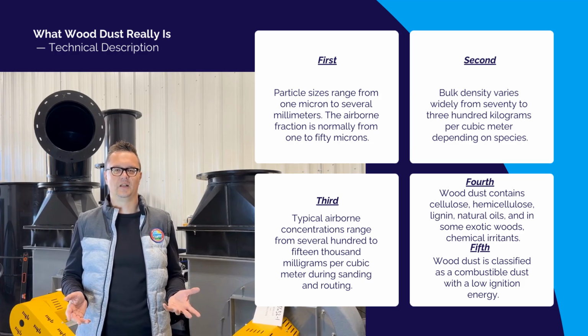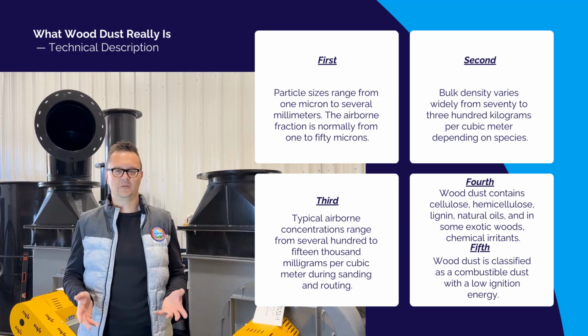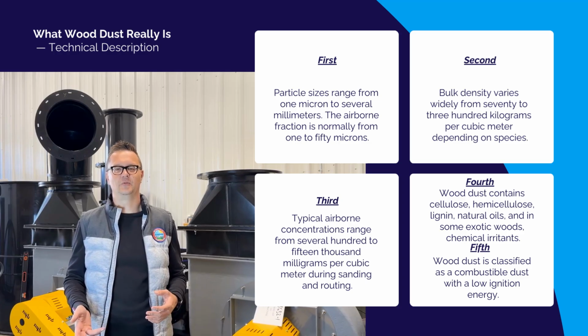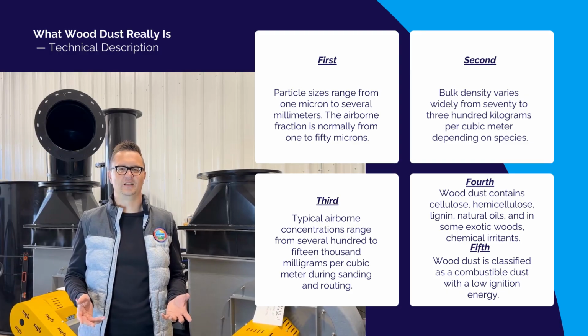Third, typical airborne concentrations range from several hundred to 15,000 milligrams per cubic meter during sanding and routing. Fourth, wood dust contains cellulose, hemicellulose, lignin, natural oils, and in some exotic woods, chemical irritants. Fifth, wood dust is classified as a combustible dust with a low ignition energy. Wood dust seems simple, but technically it behaves very differently from mineral or metal dusts.